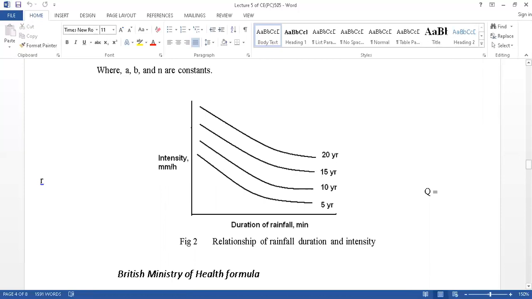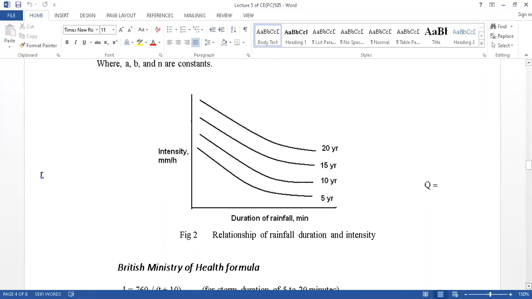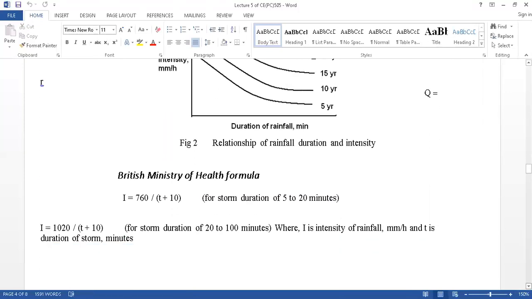Now, another empirical formula for finding out the intensity is called the British Ministry of Health formula: I equals 760 divided by T plus 10. That is for the storm duration of 5 to 20 minutes.